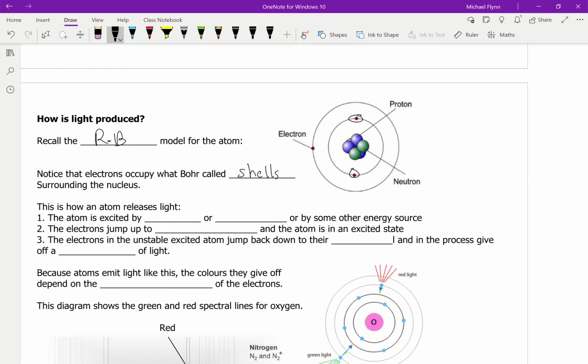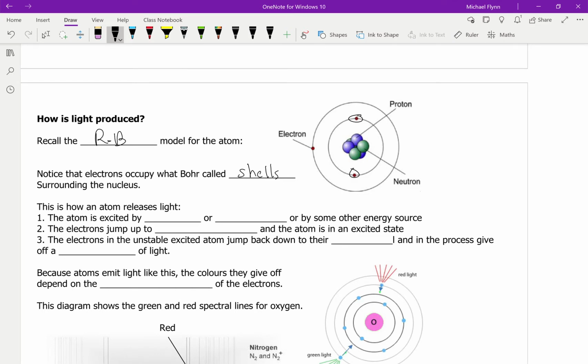Okay, so these are called orbital shells, or just shells, or just orbitals sometimes. But they're not really orbiting the electrons; they're just sitting there. And these we call harmonic modes. But anyway, how does an atom release light?